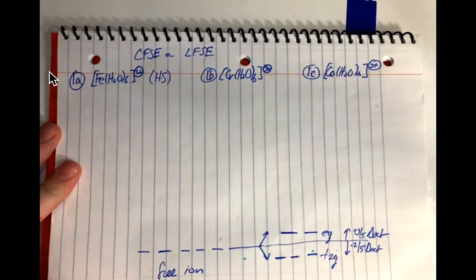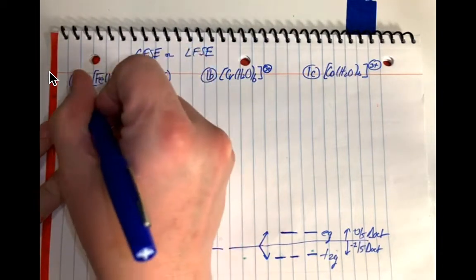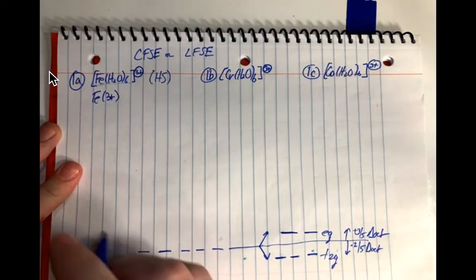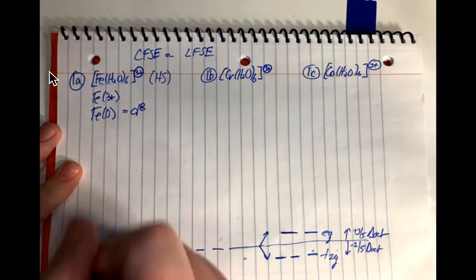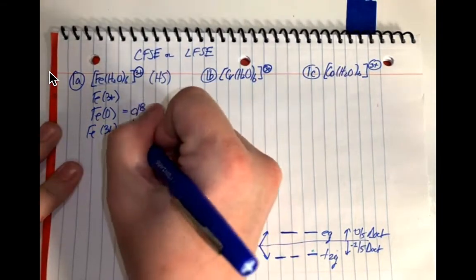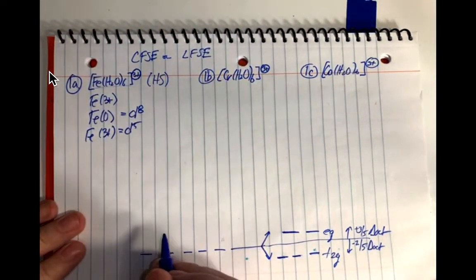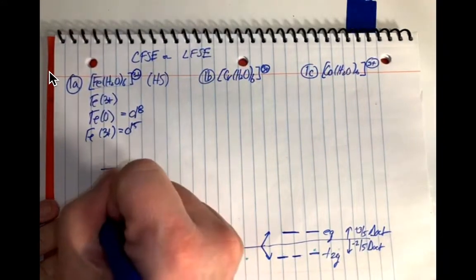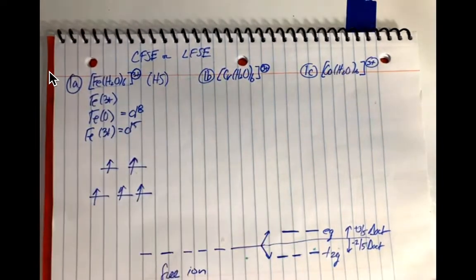So look at the complex. Water's neutral. The whole thing has a +3 charge, and so this is iron 3. Iron 0 is D8. So iron 3 plus has lost 3 electrons, so it's D5 electron configuration. And then I tell you that it's high spin, so high spin D5. 1, 2, 3, 4, 5.